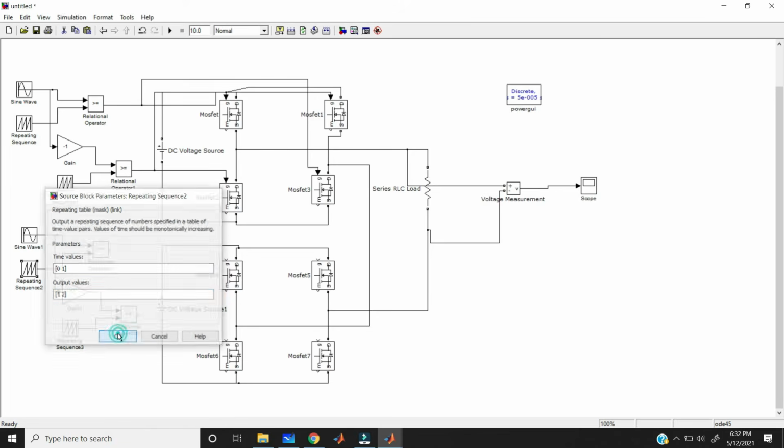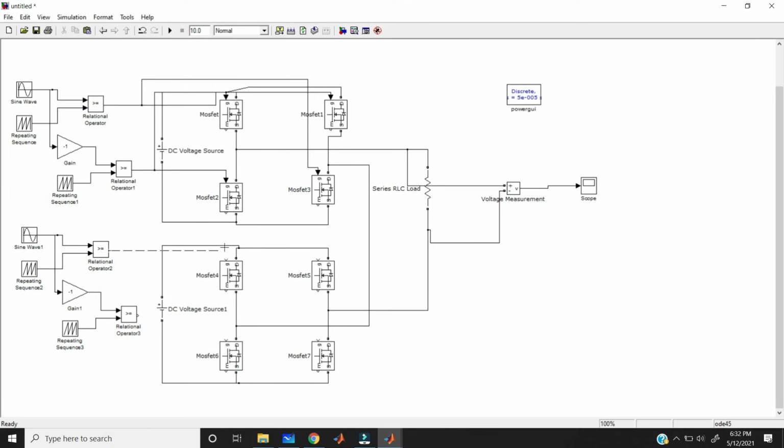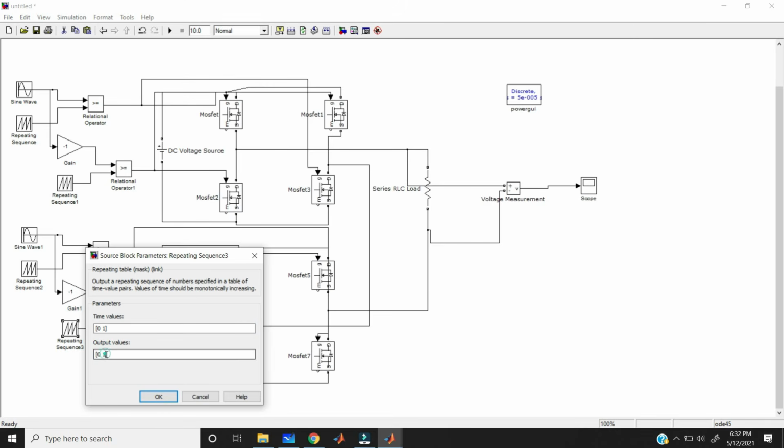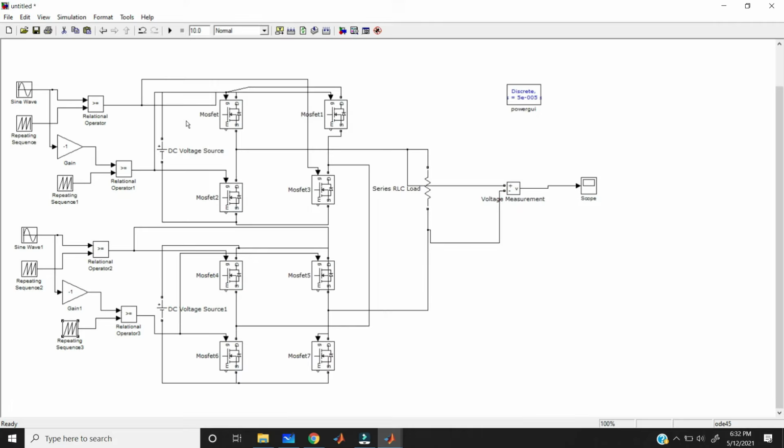That's it. Now click on OK and give it to MOSFET 4 and then this one. Why? Because we need to turn on these two at a time, and this one and this one, like this. Here you can also change this one, 0 to 1, and then for the second level you can get 1 to 2. That's it. This is the connection of the 5 level multilevel inverter.